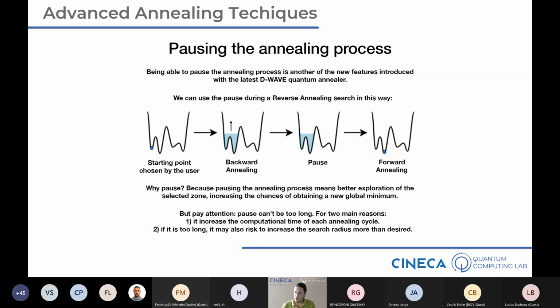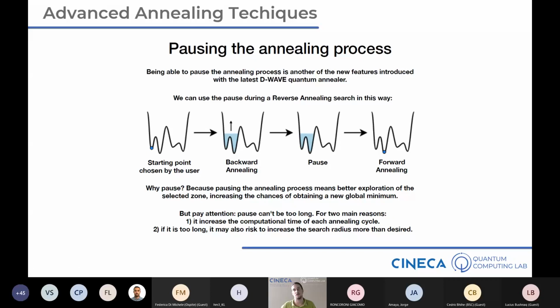So another thing that I can do is to introduce the pause. You can see the pause between the backward annealing and the forward annealing, because the reverse annealing has this phase. You choose the starting point, you increment the area of searching, and when the area of searching is determined, you start with forward annealing in order to fall into another minima. A pause in the middle of this sequence means that you are better searching this area.